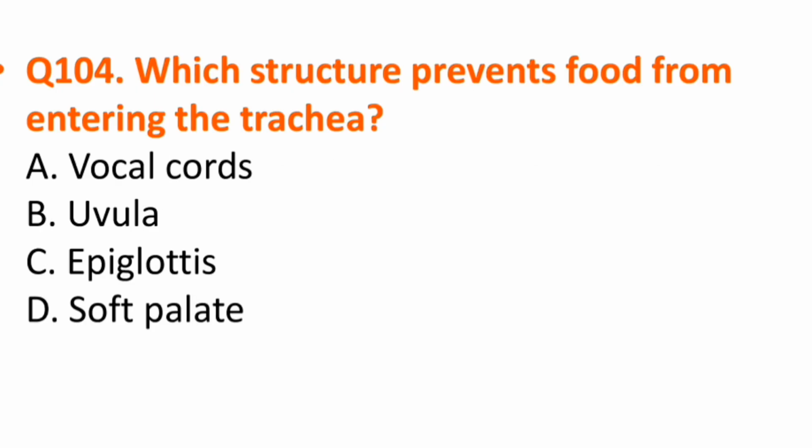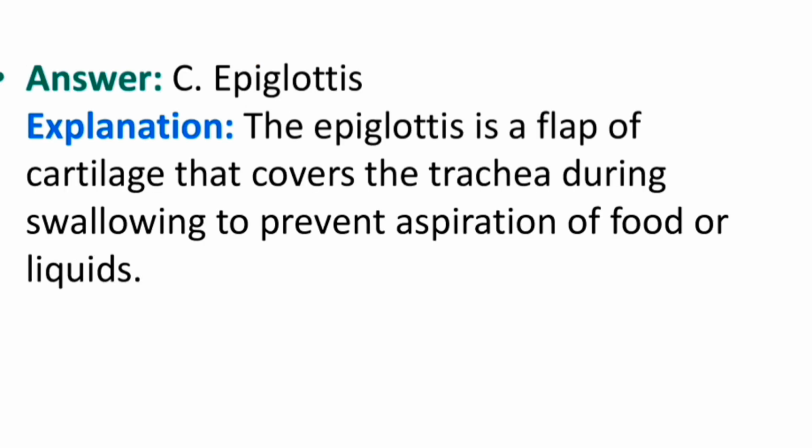Which structure prevents food from entering the trachea? Option A vocal cords, option B uvula, option C epiglottis, option D soft palate. The correct answer is option C epiglottis. The epiglottis is a flap of cartilage that covers the trachea during swallowing to prevent aspiration of food or liquids.